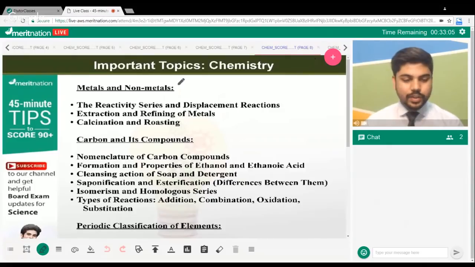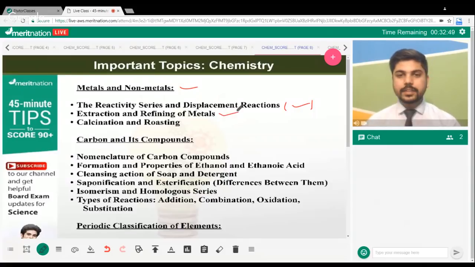So from the chapter metals and non-metals, which is again very important, the reactivity series and the displacement reactions are a must. This is very important. The second one is extraction and refining of metals, calcination and roasting. So these three topics you must do in order to prepare for metals and non-metals.